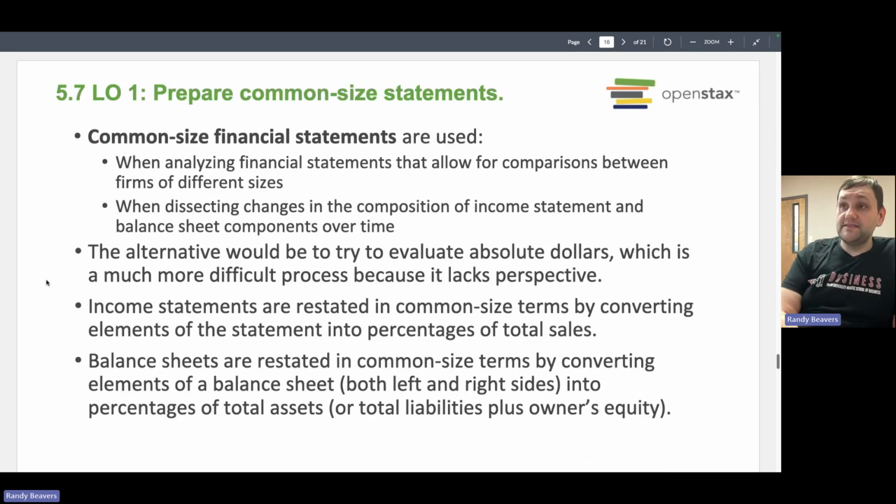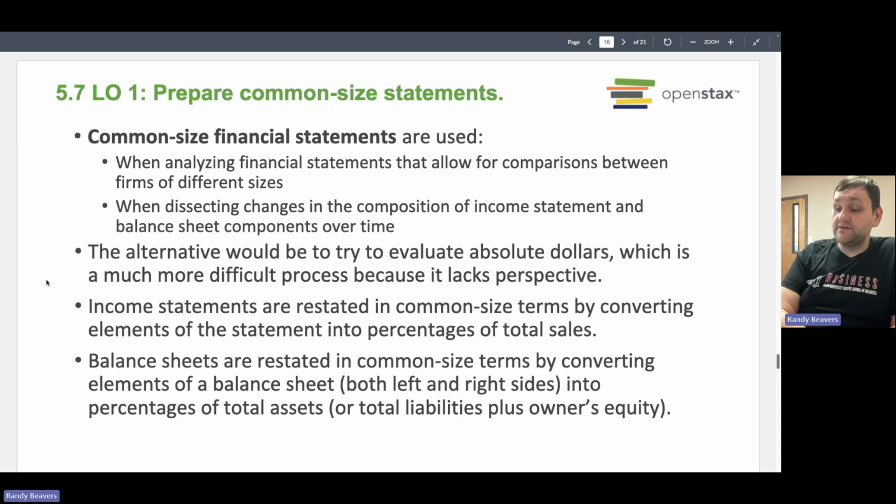So now moving towards common size statements. We use common size financial statements when analyzing financial statements, and this allows for comparisons between firms of different sizes, and it allows us to see how the income statement and the balance sheet have changed with regards to their components over time. We could try to evaluate using all absolute dollars, but that's a lot more difficult to do because it doesn't give us perspective. We don't see what's been happening over time. We also can't compare it to other similar sized firms in the industry.